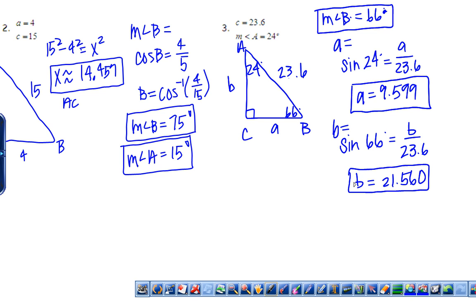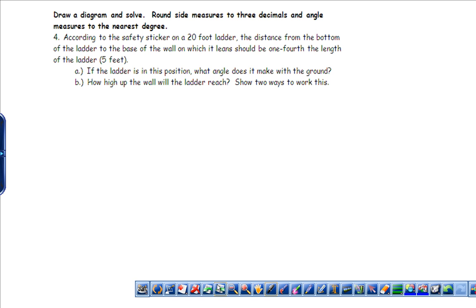Now if you use Pythagorean, you're going to get a slightly different answer, but it's still going to be very, very close. Okay, now on this one it says draw a diagram and solve. Round side measures to 3 decimal places and angle measures to the nearest degree.